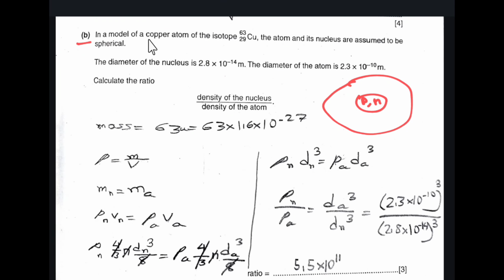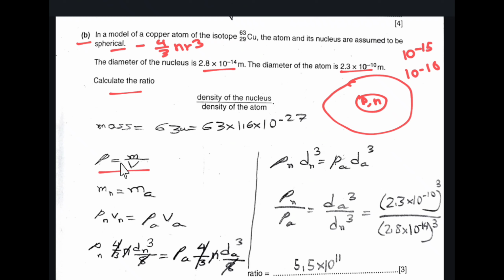B. In the model of a copper atom of isotope copper-63, the atom and its nucleus are assumed to be spherical. Since it is spherical, it has a volume of 4 by 3 pi r cubed. The diameter of the nucleus and the diameter of the atom are given, but you should also remember that the diameter of the nucleus is 10 to the power minus 15 and the diameter of the atom is 10 to the power minus 10. Then calculate the ratio of the density of the nucleus to the density of the atom.